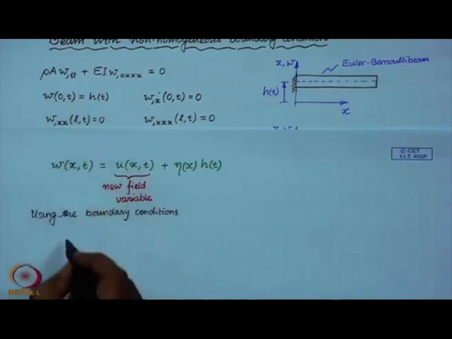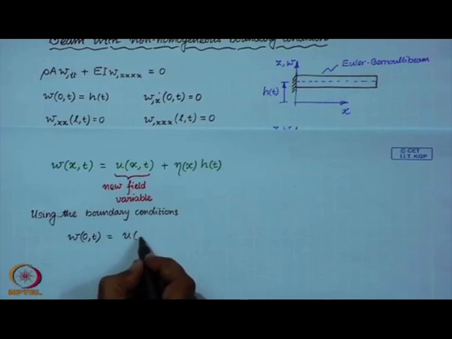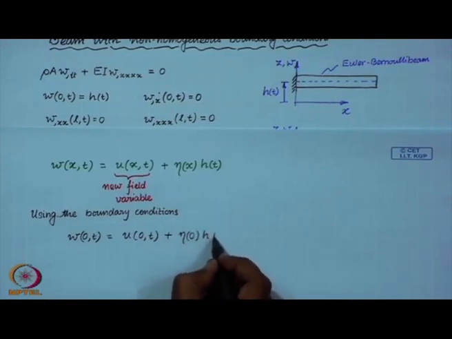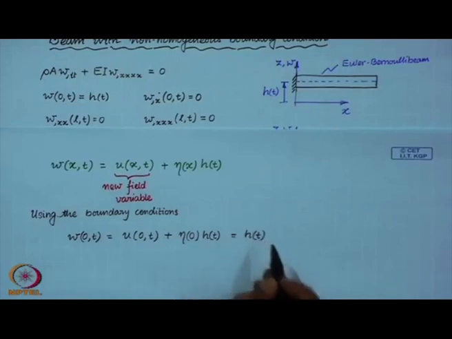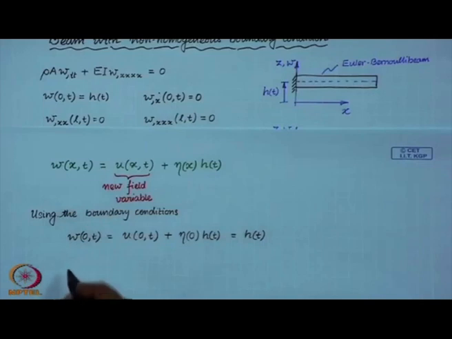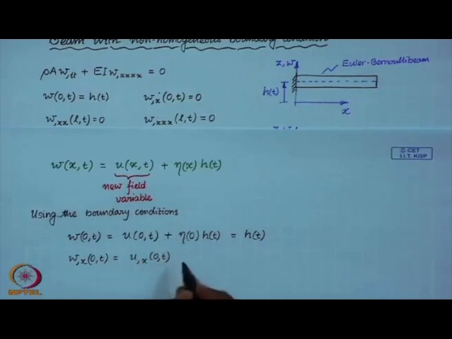So, the displacement boundary condition, so this must be h of t. The slope condition, so prime here denotes derivative with respect to x, that must be 0.